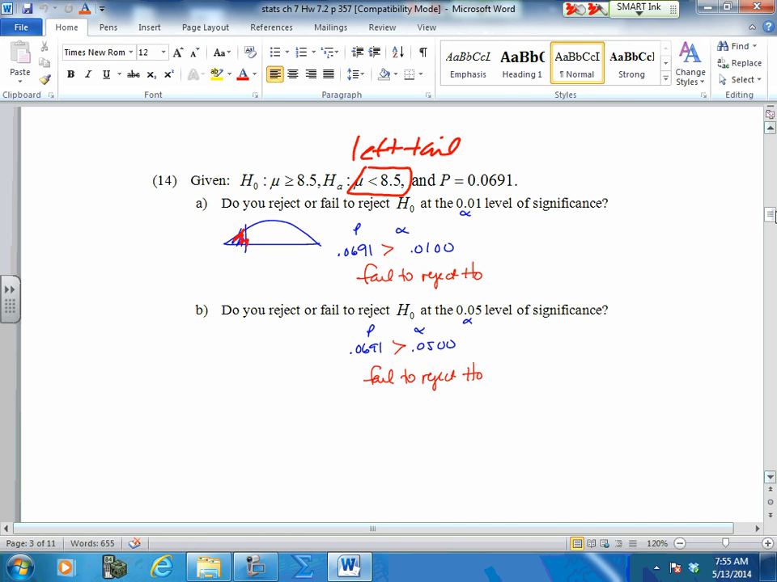So at 0.01, you compare it, fill it in. This is greater than. It's so much easier without the decimal. 691 is greater than 100. You fail to reject H0. Follow your chart. I will leave these charts up for you all the time.